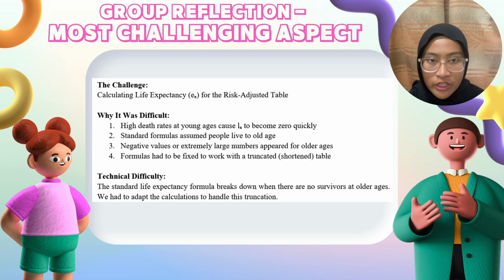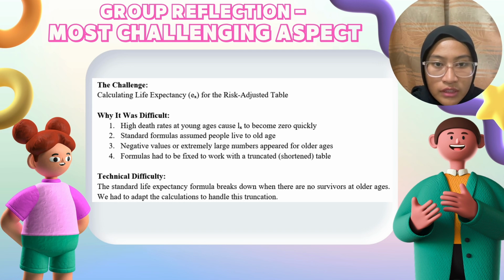Now, let me share our reflection. The most challenging aspect of this project was calculating life expectancy for the risk-adjusted table, because the risk-adjusted group has very high death rates at a young age. The number of survivors becomes zero very quickly. When we used the standard mathematical formulas, we got negative values or extremely large numbers for all ages. This happened because the formula assumes people live to old age, but in the risk-adjusted table, nobody survives that long. Fixing the formula to work correctly for a truncated table was technically challenging and required us to think carefully about the assumptions embedded in the formulas.